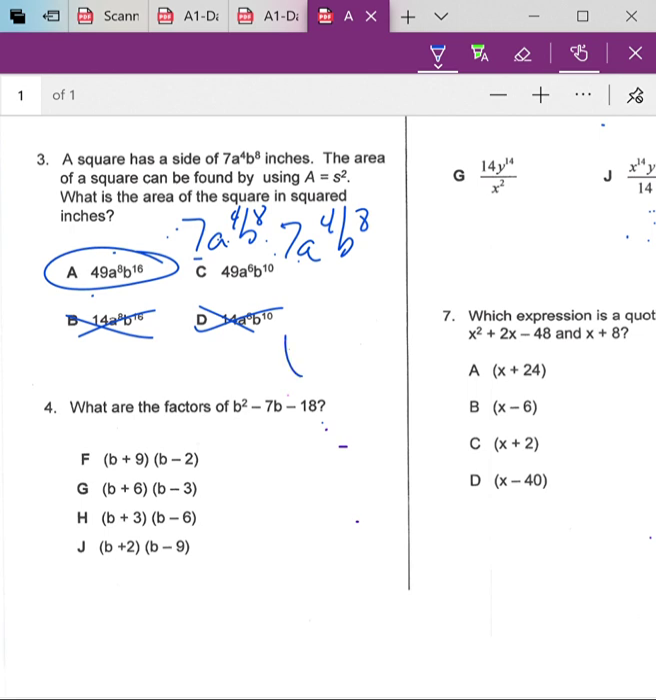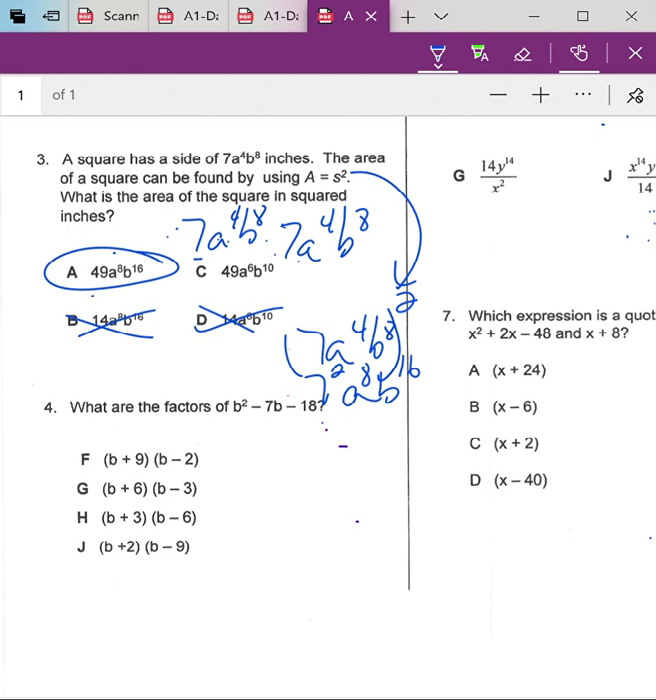Or you could write it as the side squared like they have it here. When I have one exponent outside and one exponent inside, you multiply the exponents. So that's 8 and 16. But 7 also has to be raised to the 2. And 7 squared is 49. And you get the same answer.